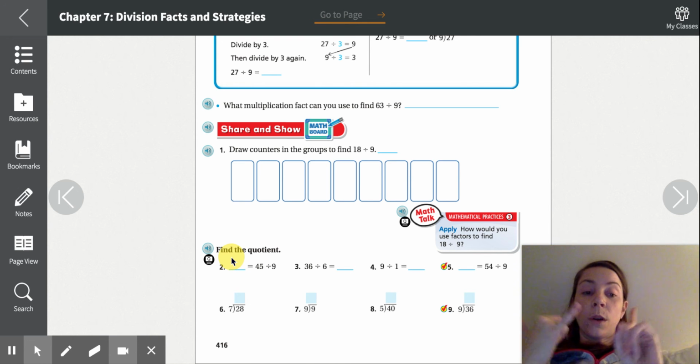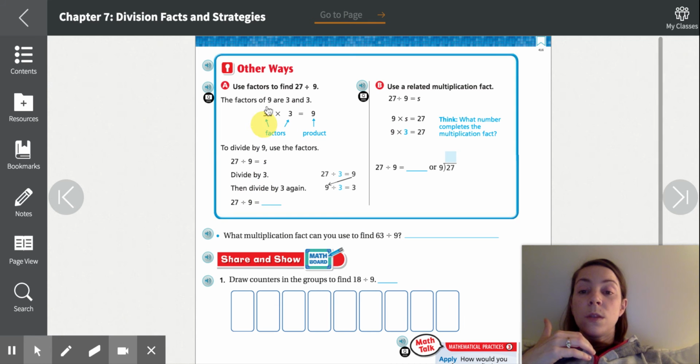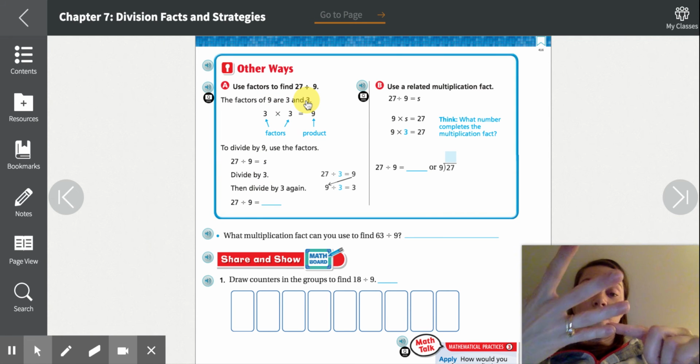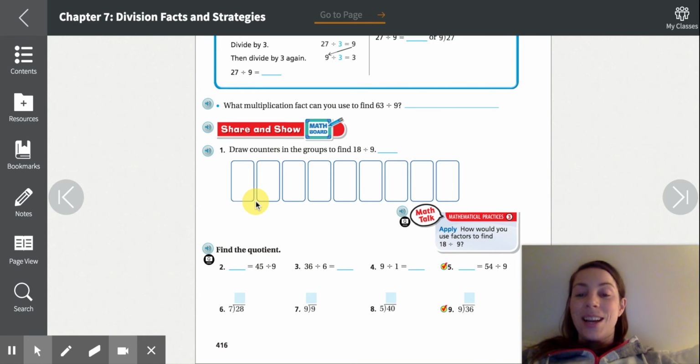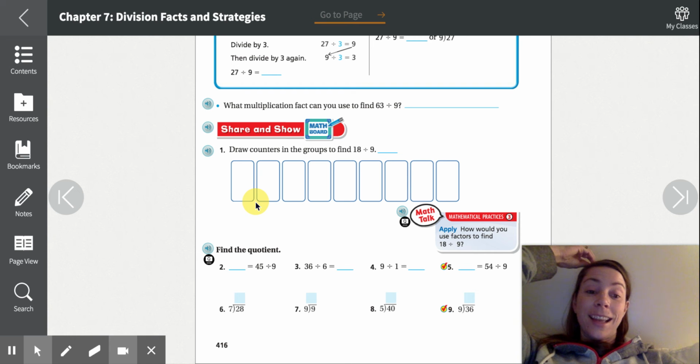Okay, so do you want to draw circle groups? Do you want to use a number line? Do you want to use this factor strategy where instead of dividing by 9, you're just going to divide by a 3 and then another 3? Or are you good at your multiplication facts, so it'll help you with division? All right, so now pause the video, you try those by yourself, and then come back and check to see how you did.